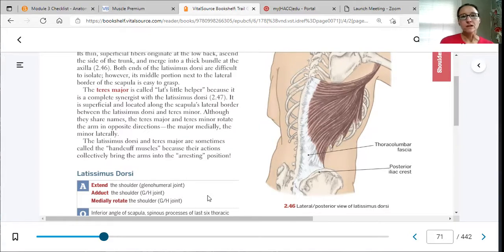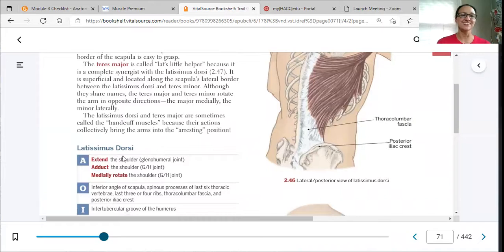Now, if you put all of those together in order, you get the handcuff position. Now, I'm sure none of you have ever been in handcuffs, but you've seen it on TV and you know what it looks like, where your arms are extended behind you, your shoulders are medially rotated, and your arms are together in adduction. So the shoulders pulled together, right? So as you can see, Latissimus dorsi and teres major are sometimes called the handcuff muscles because that's what their actions mimic. If that is helpful to you, great. If it's not, don't worry about it.